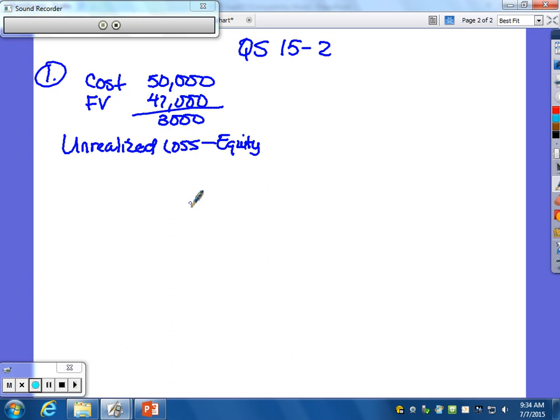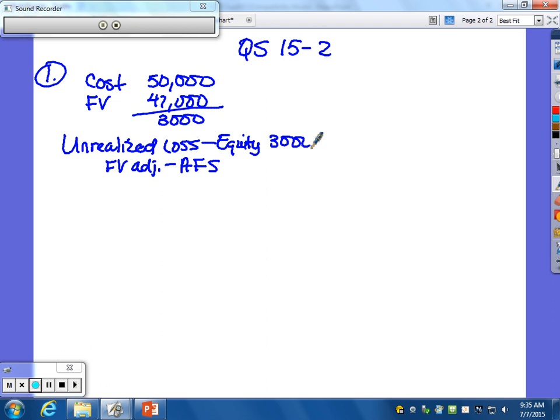And what type of security? Trading. That's not trading. I mean, what do we call AFS. What's the amount? $3,000.